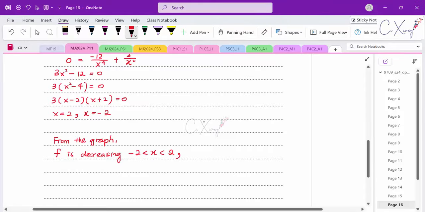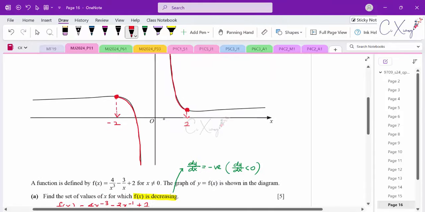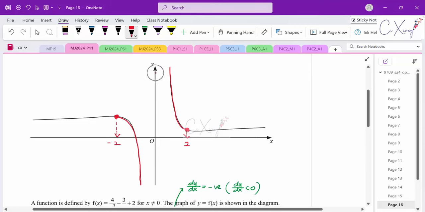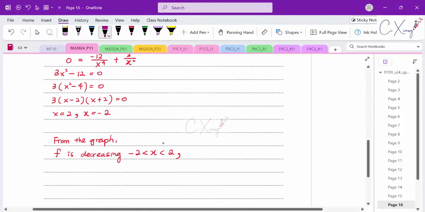But if you observe, there is an asymptote in the graph. So in this graph, x cannot be 0. When stating the answer, we can say that x is between -2 and +2, the function is decreasing, but it does not include the point x equals 0. This is one way that you can express your answer.